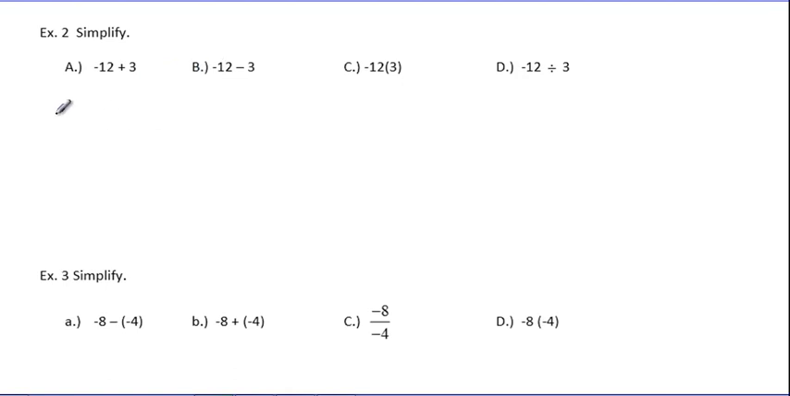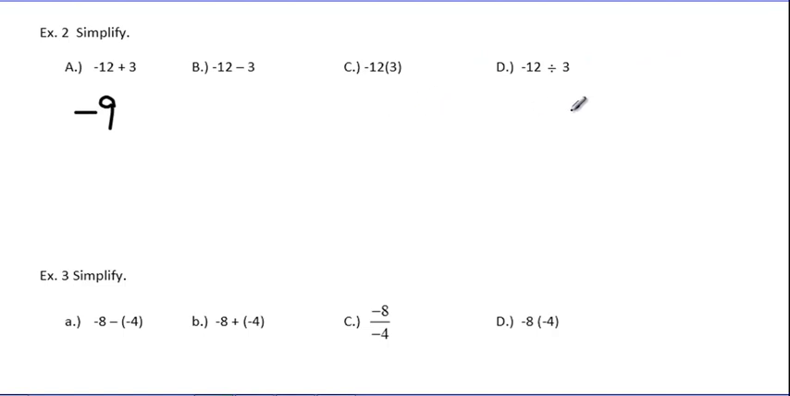So notice what we have going on here. We're mixing up all four of the operations. When we look at A, we're adding, and we're adding with different signs. So I'm actually going to subtract and keep the sign of the bigger absolute value. 12 is bigger than 3. 12 is negative, so our answer is negative.